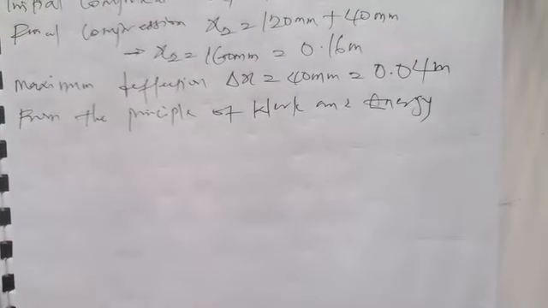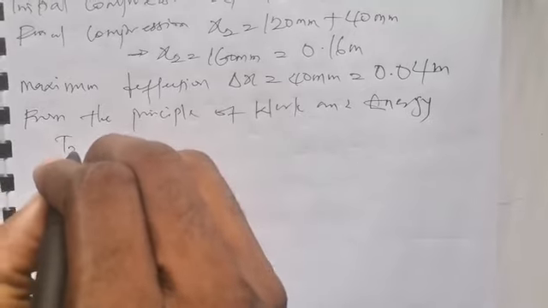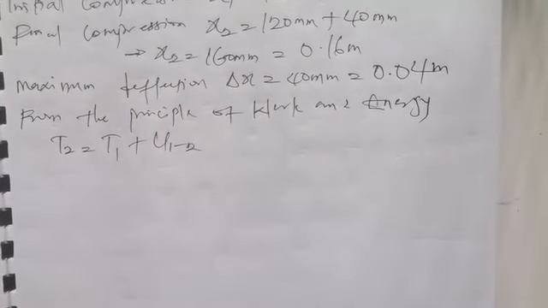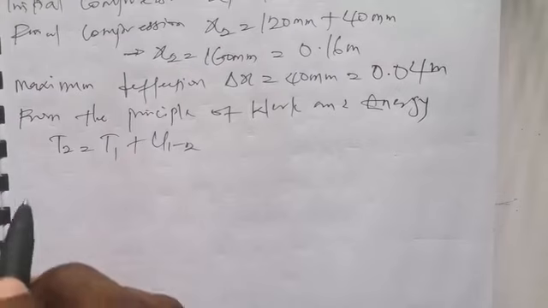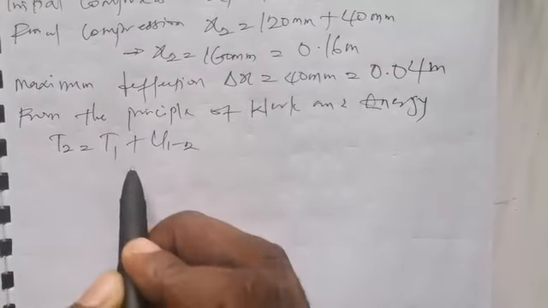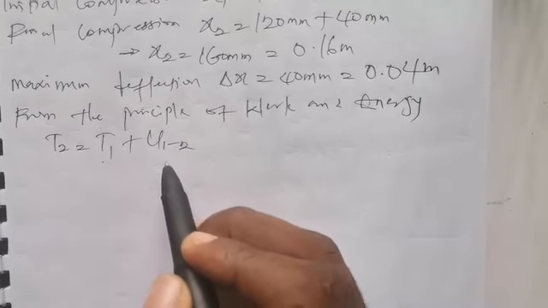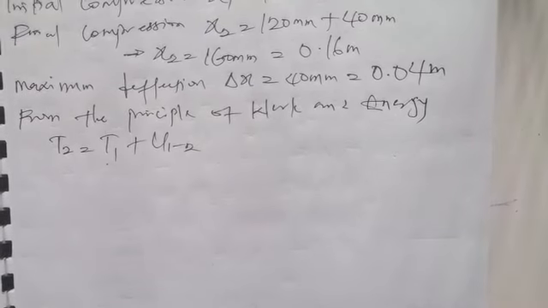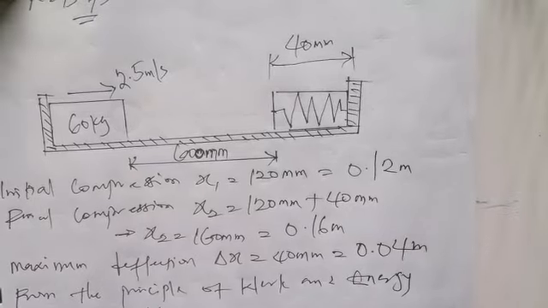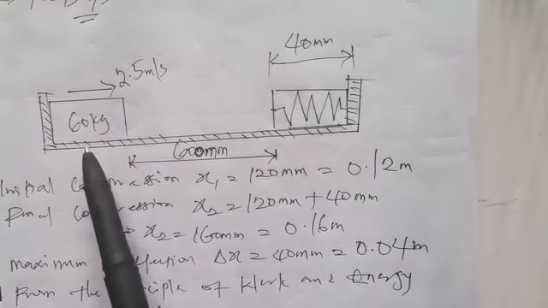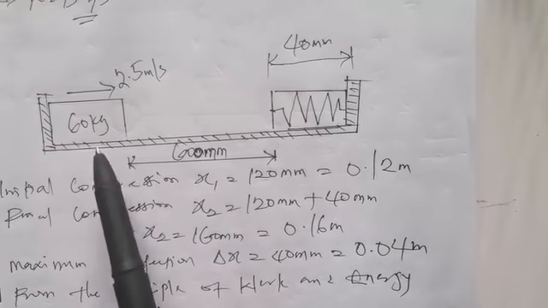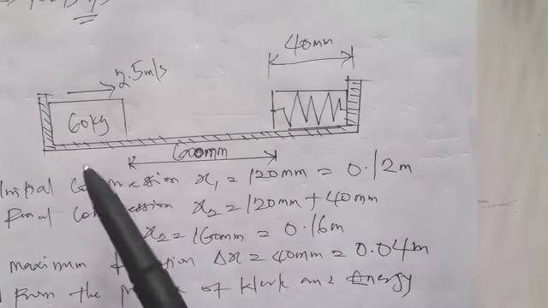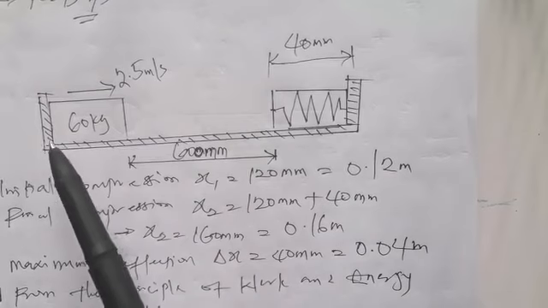Now, from the principle of work and energy, we have that T2 equals T1 plus U1 2. That's the principle of work and energy, where T2 is final kinetic energy, T1 is initial kinetic energy, U1 2 simply means the work done by the object. Okay, so let's pull the diagram and see. So we're given the initial velocity of this object. The object has a mass of 60 kg and a speed of 2.5 meters per second. So which means we can actually calculate the initial kinetic energy of this object.